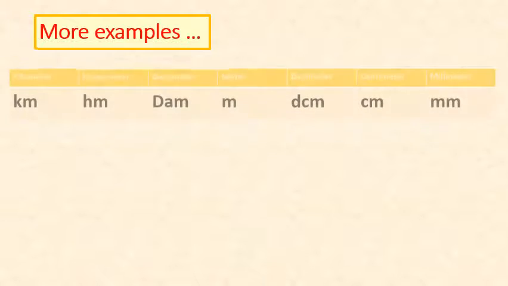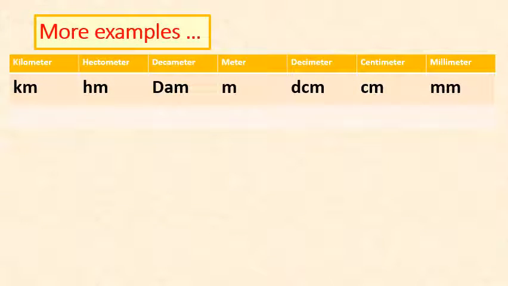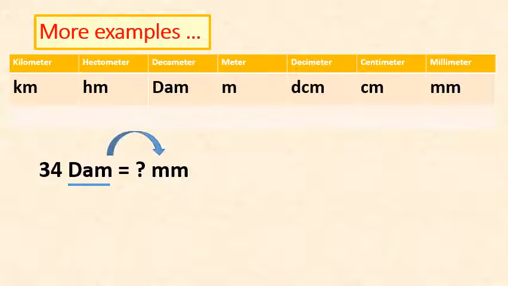More examples. And here's the table again. Now, 34 decameters equals to how much in millimeters? Where are we? We are in decameters. Where are we moving to? We're moving to millimeters. Put a smiling face in decameters and let's start counting.